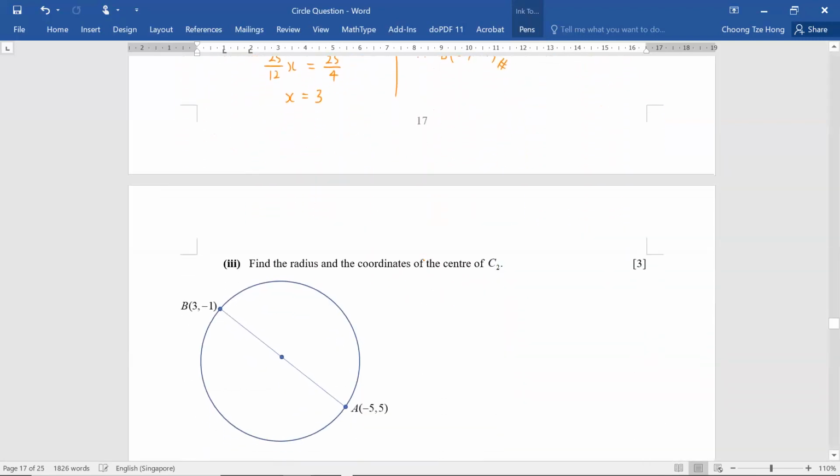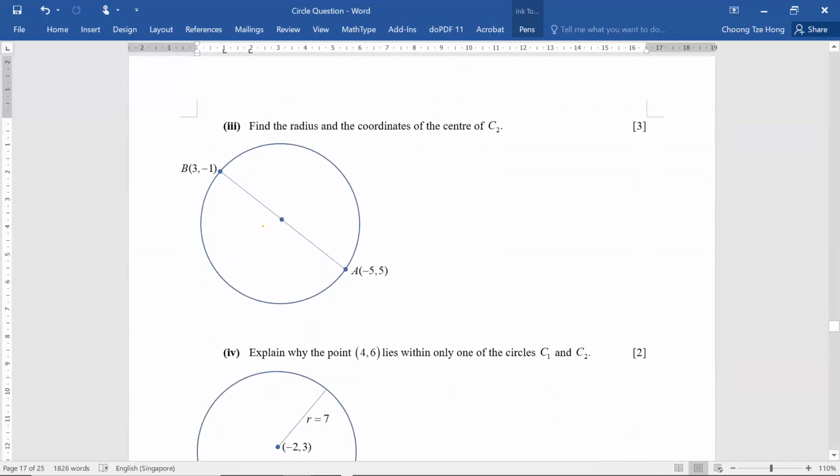Okay, then the next thing we want to do is find the radius and the coordinates of the center of C2. I've continued to use the incorrect diagram to show you that it doesn't affect the answer at all. Now we know the two coordinates of the diameter, and they want us to find the radius and the coordinates of the center of C2.